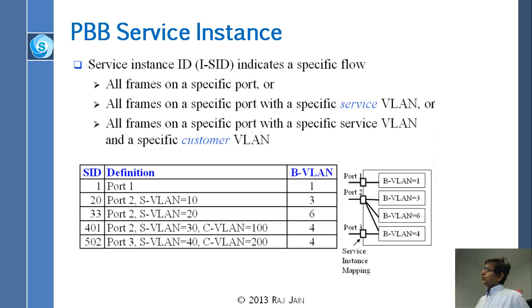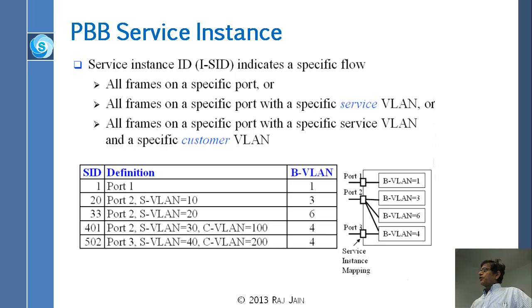Anybody who comes on port 2 but SVLAN 20 gets the service 33. Anybody who comes on port 2 with service VLAN 30 and the customer VLAN of 100 goes to port 401. Obviously, you could put something that doesn't make sense. For example, if I put a 20 here, that doesn't make sense, because they would have gone to 33 and they would not even come to this line. Right? So here, the way I have prepared this table is so that these are all exclusive.